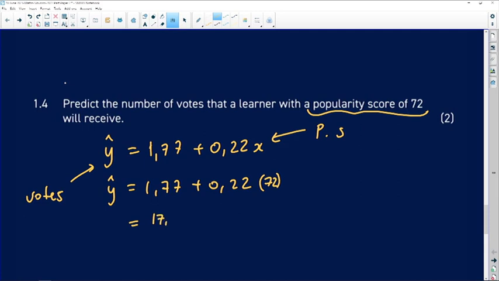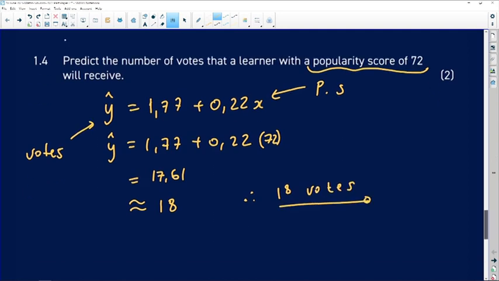Okay, it's going to be 17.61, right? Then we have to obviously round it off. We always round up in this case because 17.61 is closer to 18 than it is to 17. So that means approximately 18 votes. Therefore, this person will get approximately 18 votes. That's what we're expecting this person to get.